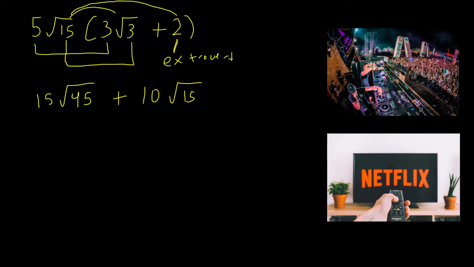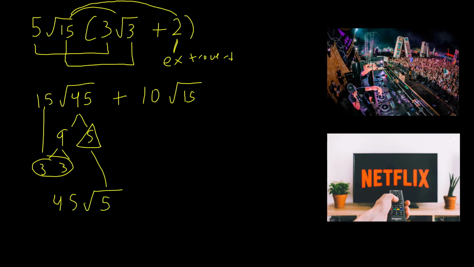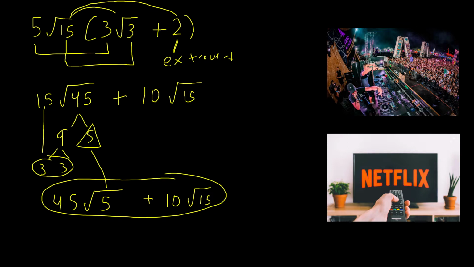And from here, I want to see if this square root of 45 simplifies. So it's going to be 9 and 5, 3 and 3. I know these two date, so they go outside the house. This one's single. So 15 times this 3 right here would be 45 root 5, because I know the single one stays inside the house. And then I know that square root of 15 doesn't simplify. So then this right here would be your final answer.